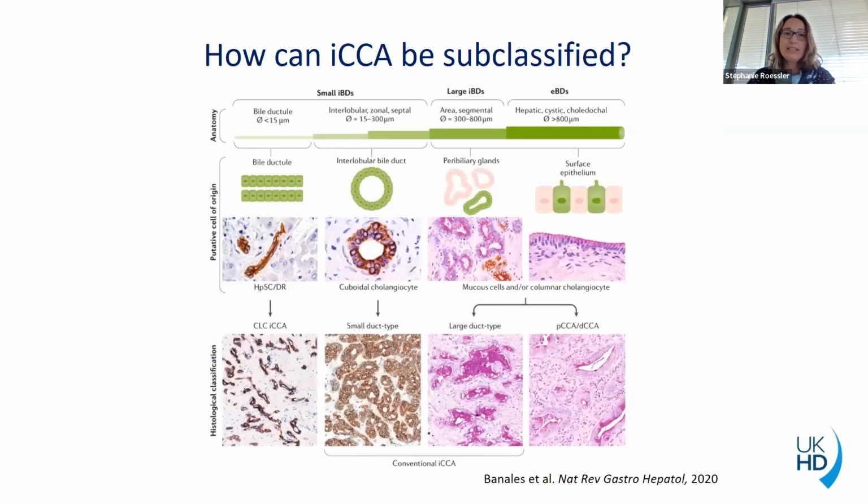So one thing that is suggested is that the small duct type ICCA, also shown here, is arising from the interlobular zone of the intrahepatic bile ducts. And so this is a different type of cell of origin for ICCA, whereas the large duct type ICCA, they arise more from the peribiliary glands or have other precursors. So that maybe the cell of origin is different between small duct type and large duct type ICCA.